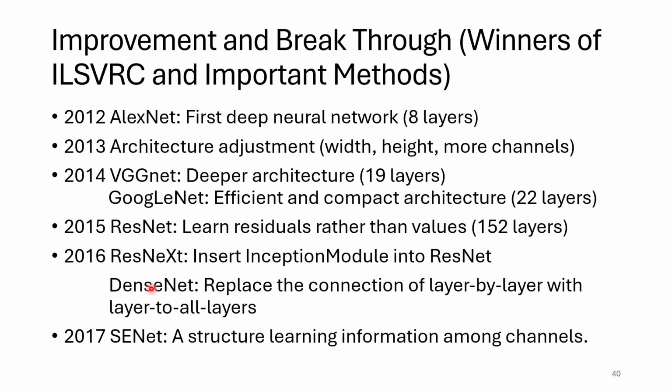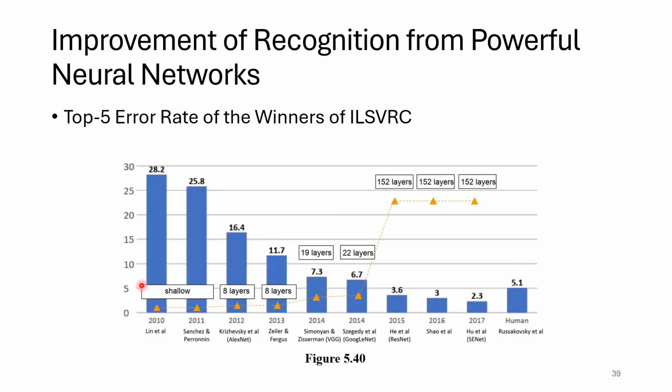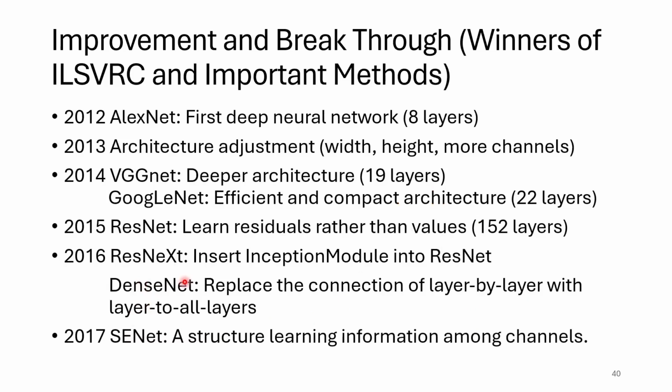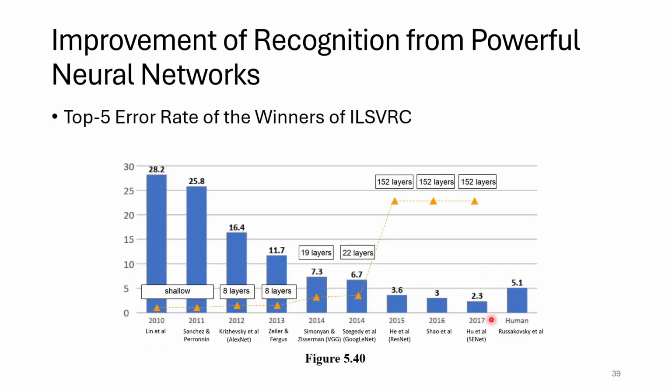DenseNet was also proposed in 2016. We will see DenseNet later, because in the third class of this course, I want to deeply discuss a paper using DenseNet for X-ray classification. Okay. And in 2017, SENet. This is the winner of the last year of the ILSVRC challenge.